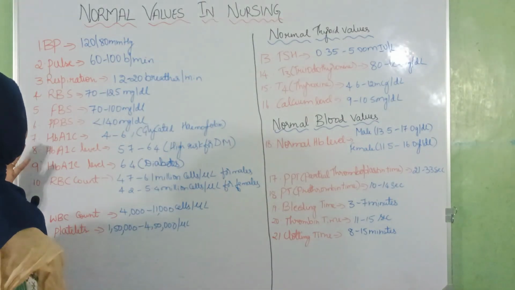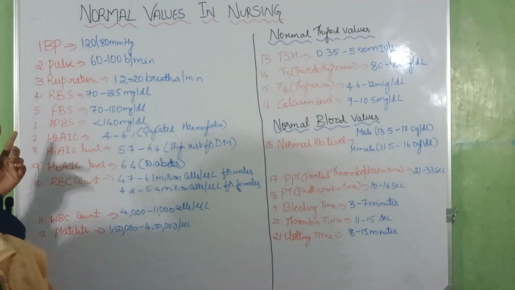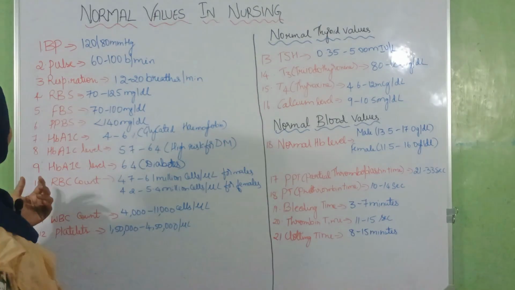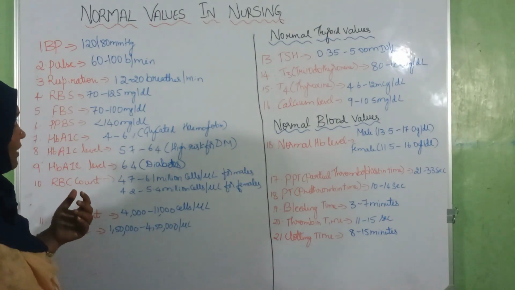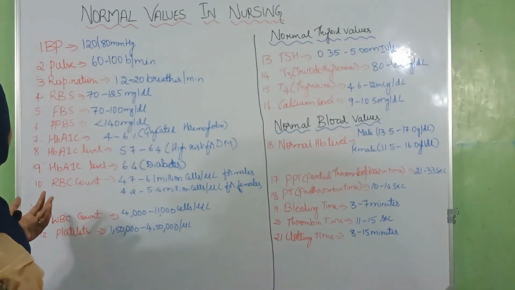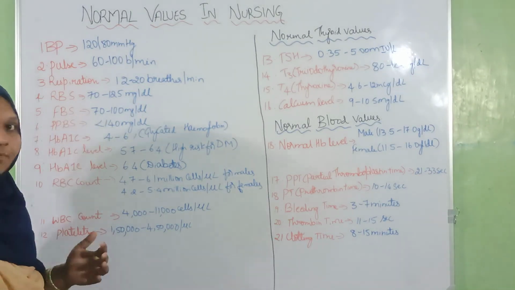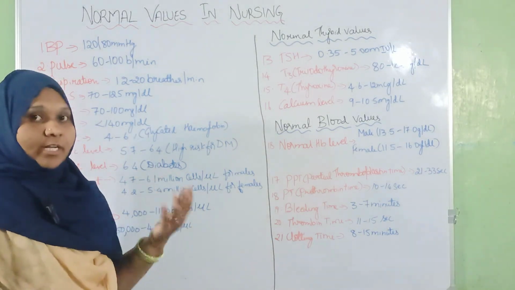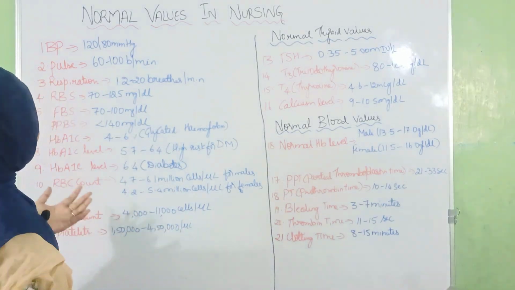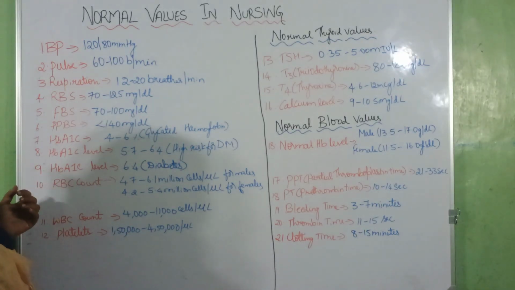So next is respiration, that is 12 to 20 breaths per minute. RBS, random blood sugar level, that is normally 70 to 125 milligram per deciliter. FBS, fasting blood sugar, it is 70 to 100 milligram per deciliter. And PPBS, that is postprandial blood sugar level, which is taken after 2 hours of the meal. So it should be less than 140 milligram per deciliter.